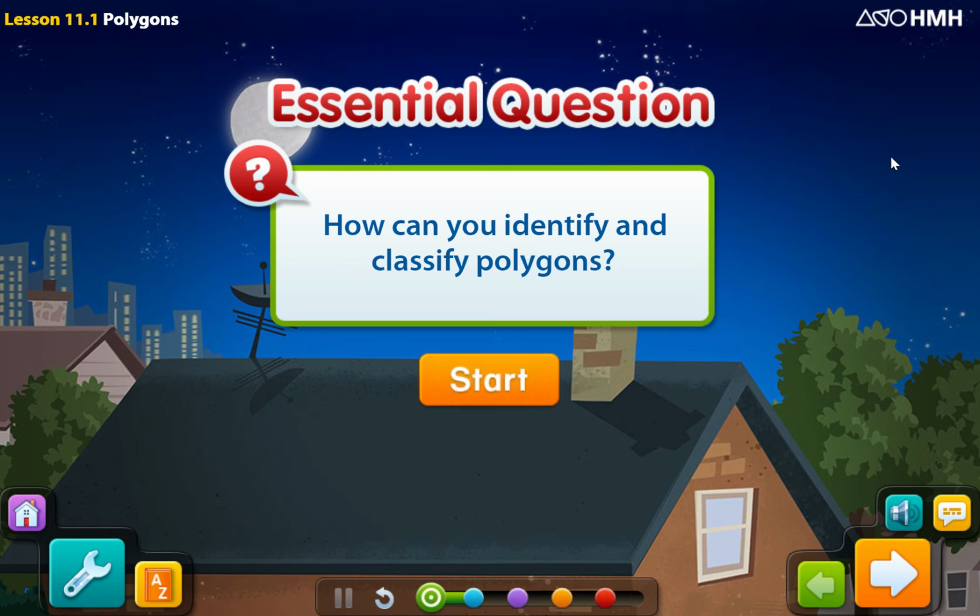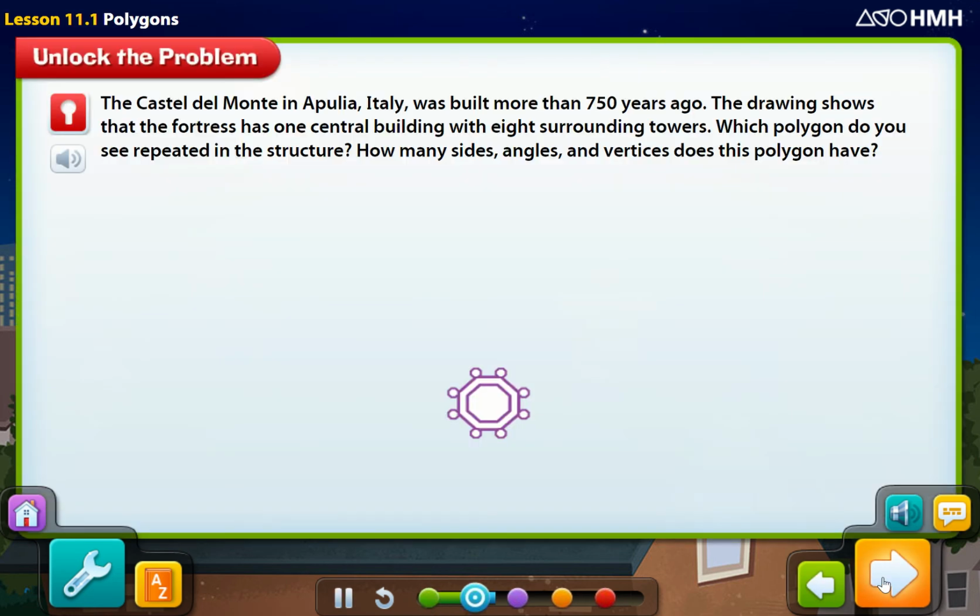All right, here's our essential question. How can you identify and classify polygons? Let's use tables to identify the repeated polygon in this fortress. Let's unlock this problem. All right, let's read the story.